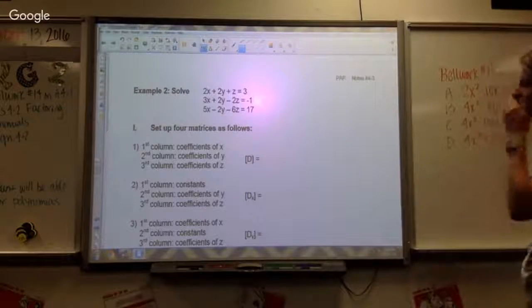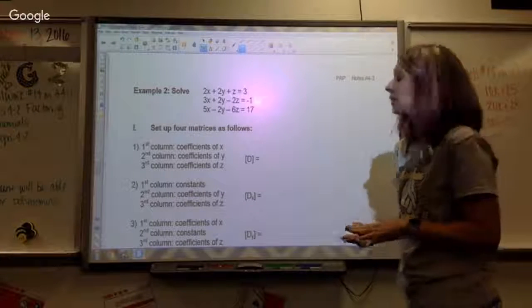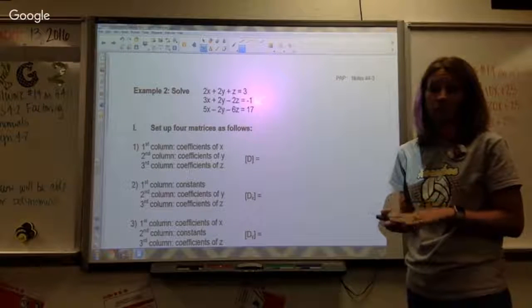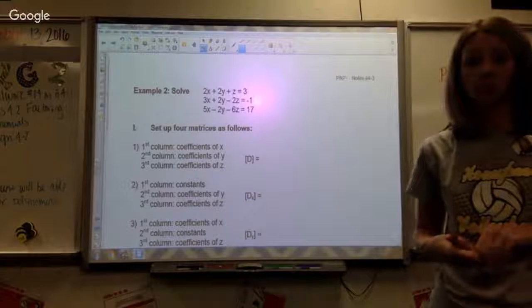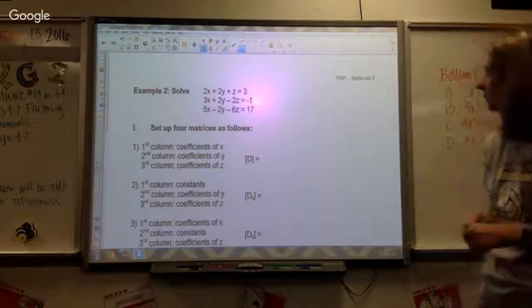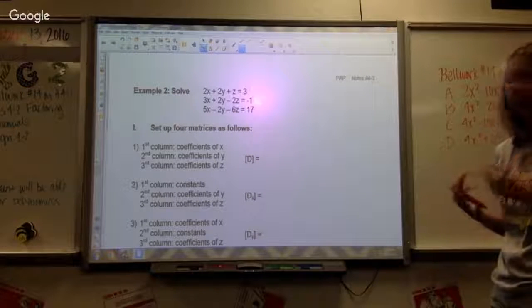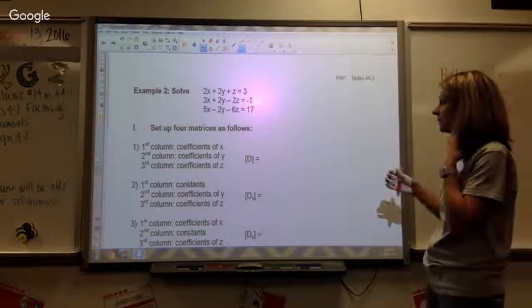Okay, so looking at the next example, notice this time we have an x, y, and z, and 3 equations. So this time we're going to be trying to find x, y, and z. Remember, that's called an ordered triple when you find the solution or the point that they have in common. We used elimination or substitution last unit in order to solve this type of system.